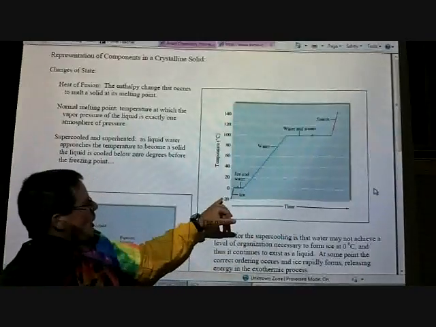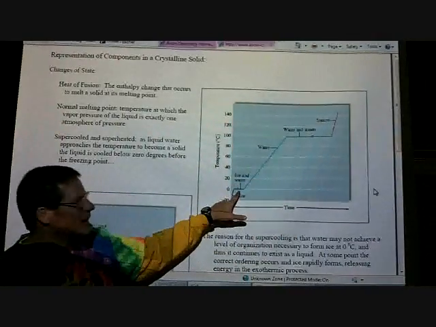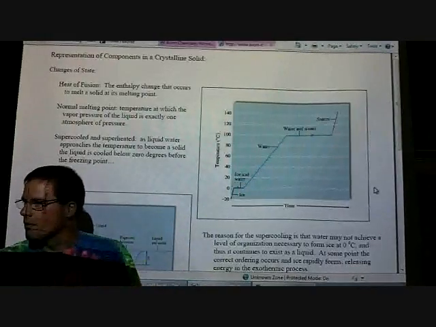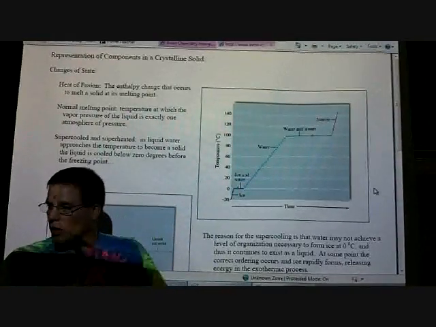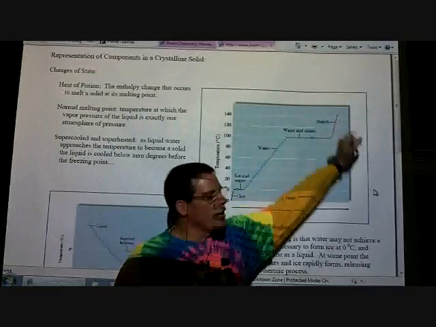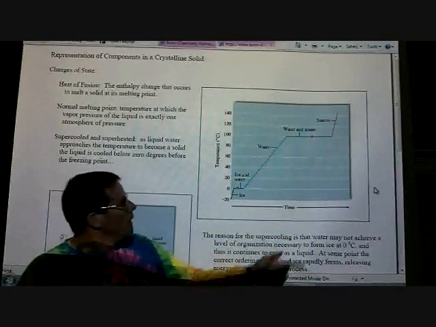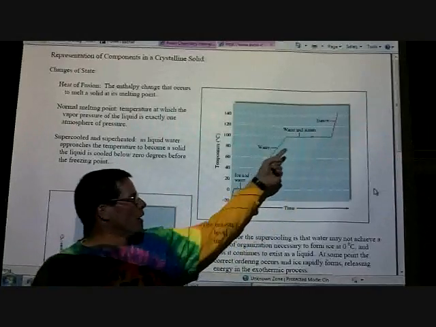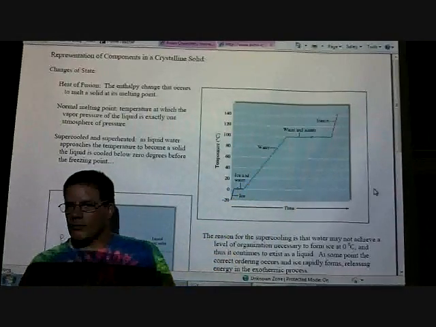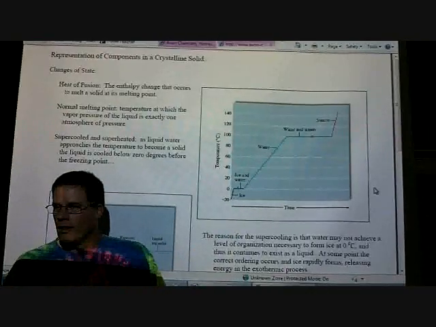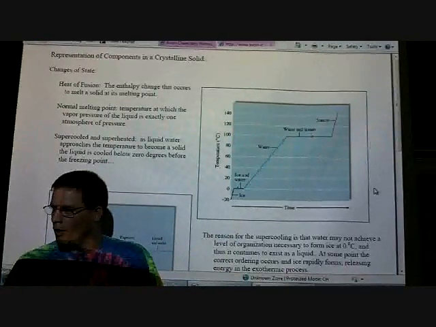All right, so as we go from a solid to a liquid, what's that process called? Melting. Very good. As we go from a liquid to a gas, that's called evaporation or vaporization. As we go from a gas to a liquid, condensation. A liquid to a solid, freezing.